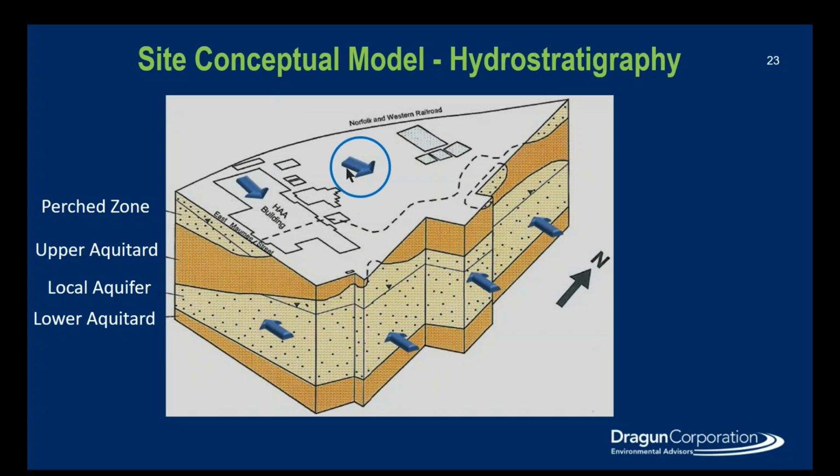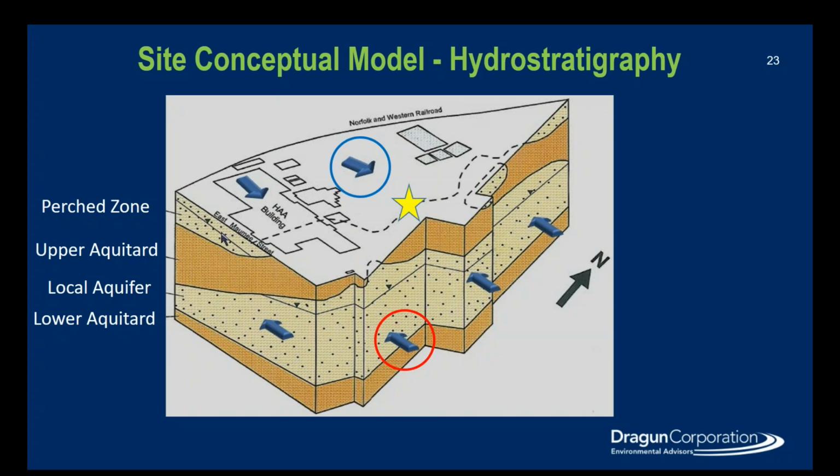We found groundwater in the perch zone flowed to the east towards the subdivision. We found groundwater in the local aquifer flowed to the west, away from the subdivision. And we found where the star is, we found that the perch zone pinched out on the HAA property, meaning that it didn't extend to the eastern property line. This is important. What happened in the previous consultants' reports was they didn't recognize this upper aquitard.